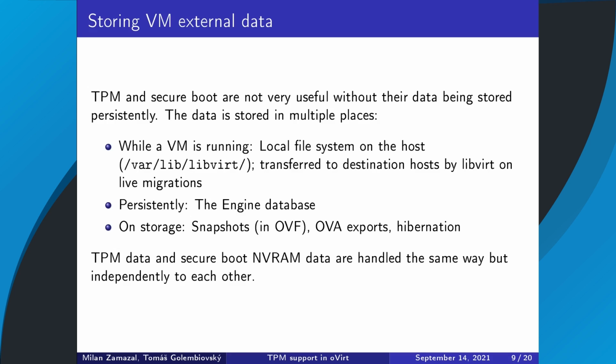While a VM is running, the data is managed by libvirt, including migrations to other hosts. But once the VM goes down, we must store it somewhere else than on the host local file system, so we store it in the engine database. It can be also stored on storage if we made exports, snapshots, and so on, which must contain the data in order to work properly. We use the same mechanism for handling TPM and Secure Boot non-volatile memory data, but the data itself is handled independently in separate actions and calls.